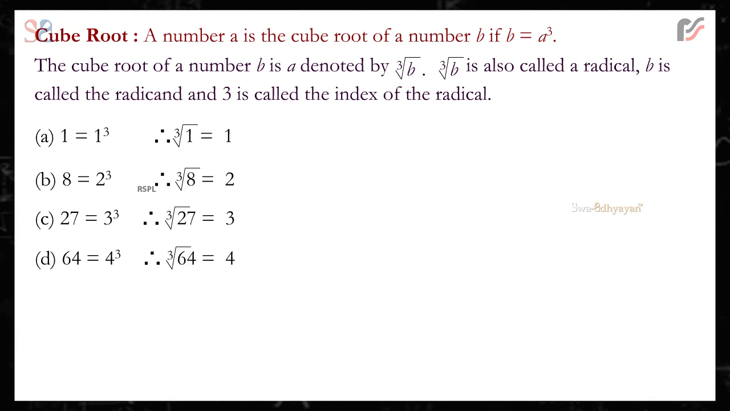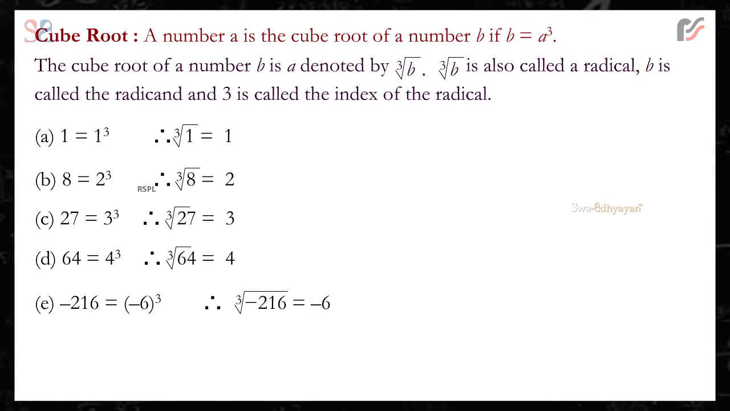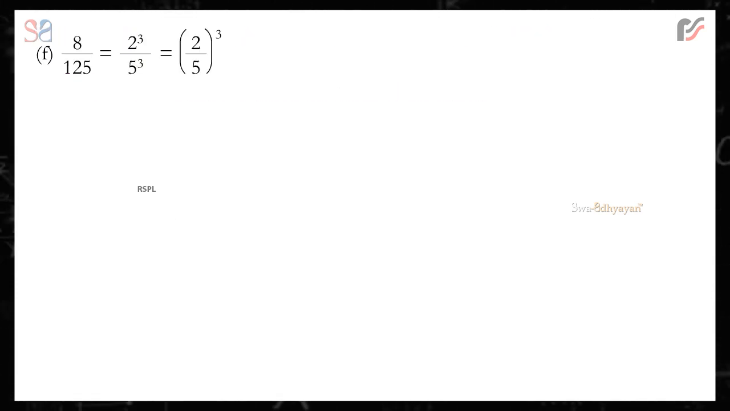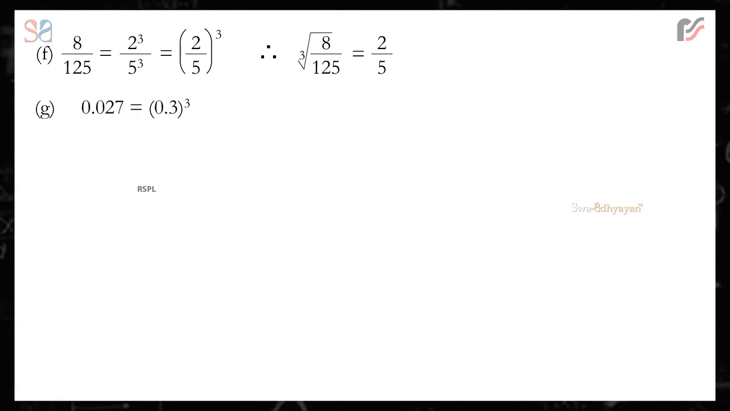Therefore, cube root of 64 is equal to 4. E. Minus 216 is equal to minus 6 cube. Therefore, cube root of minus 216 is equal to minus 6. F. 8 by 125 is equal to 2 cube by 5 cube, which is equal to 2 by 5 whole cube. Therefore, cube root of 8 by 125 is equal to 2 by 5. G. 0.027 is equal to 0.3 whole cube. Therefore, cube root of 0.027 is equal to 0.3.